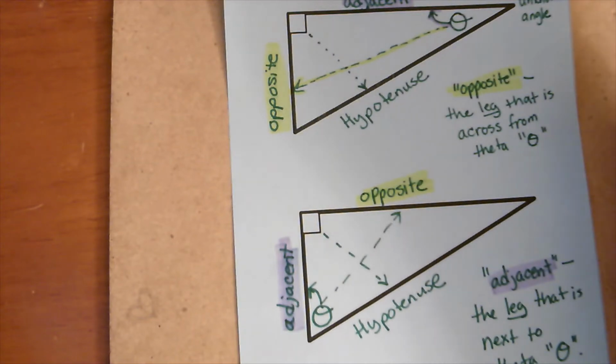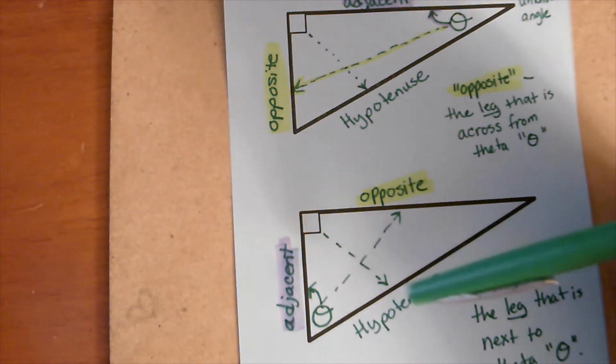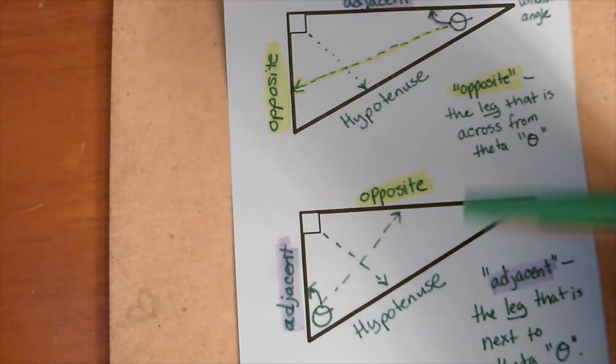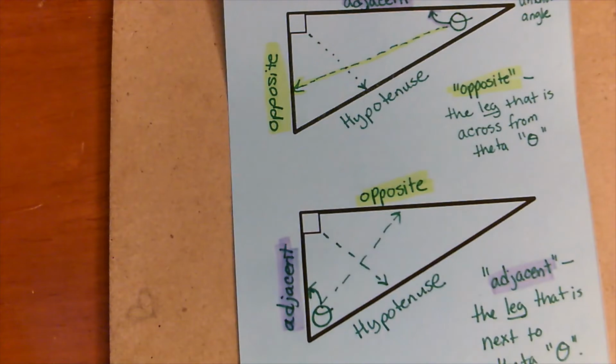We're going to practice labeling those sides based on the marked angle so that we get the hang of this first. Then we're going to look at the actual trig functions. That'll be the next thing that we do. This is going to get glued into your notebook. Go ahead and do that, and then we'll move on to our practice worksheet.